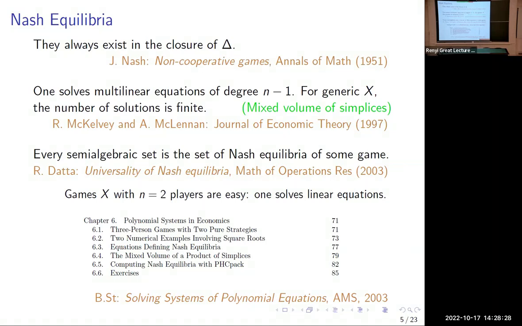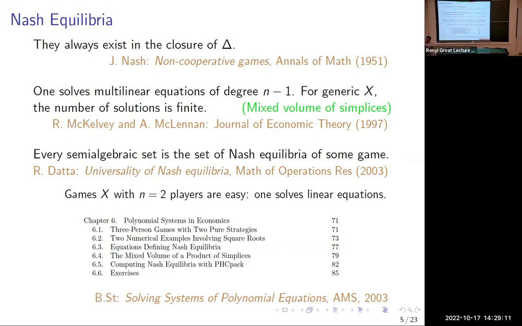Now, to find the Nash equilibria, you need to solve equations. These are polynomial equations, in fact, multilinear equations of degree n minus 1. Now, that's important, right? Because if n is 2, these are linear equations. So studying two-person games is the subject of linear algebra. Of course, there's still complexity that comes from the combinatorics, because depending on whether the entries are 0 or not, there's a very difficult combinatorial problem. But for two-person games, the combinatorial structure is the difficulty. The algebraic structure is easy. It's linear algebra.